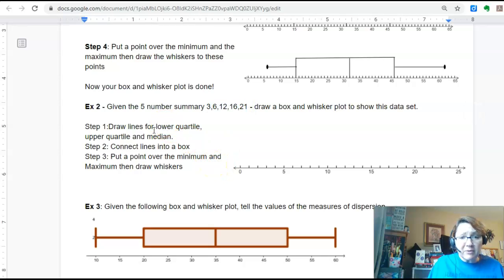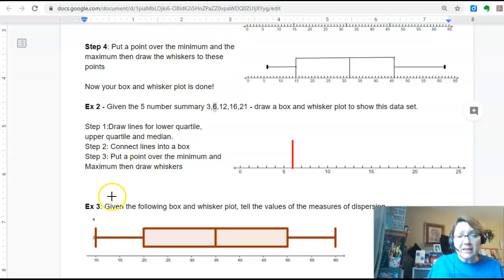Well, I want to figure out what the lower quartile is. The lower quartile is right here. So right where 6 is, I want to draw a line. So I'm going to use my drawing tools and see what it gives me here. It's going to let me draw a line. So I'm going to draw a line up from my 6.